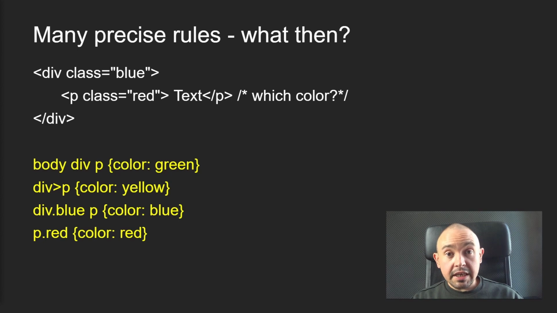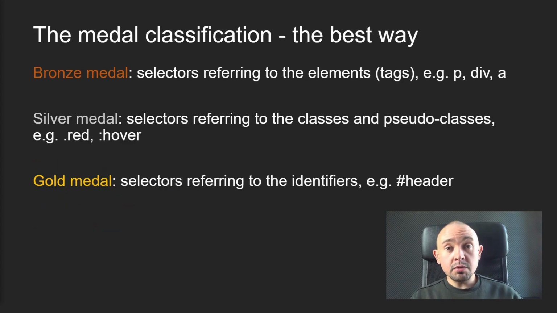The browser calculates the most important selector, for which it will apply the rule to style this element. And I am about to present you the method of calculating the most important selector, so that you always know exactly which rule is the most important and which rule will be taken into account by the browser. Here is a medal classification. In my opinion, the best way to calculate the most important selector, which will be taken into account by the browser when applying CSS rules.